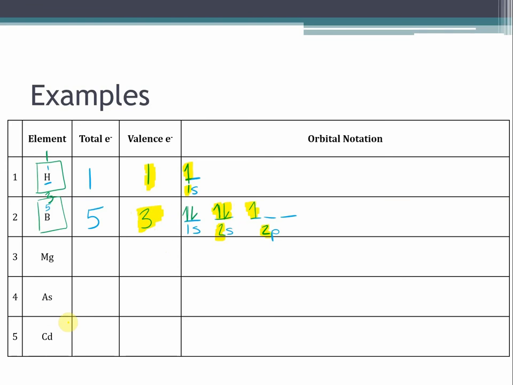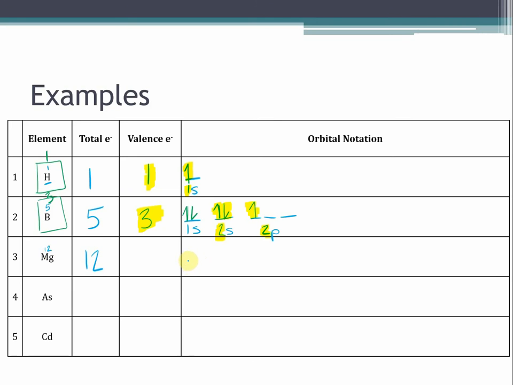Let's look at our next one. Our next example is magnesium. Finding magnesium on your periodic table, it has 12 electrons. If you look in the box for magnesium, it's got a little 12 above it, means it's atomic number 12, 12 protons, 12 electrons, for now. Then we can draw our orbitals. And I'm just going to draw them all straight out this time.